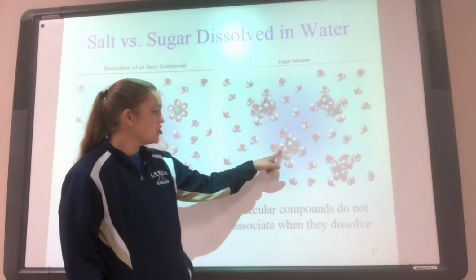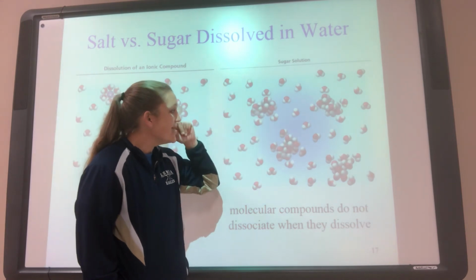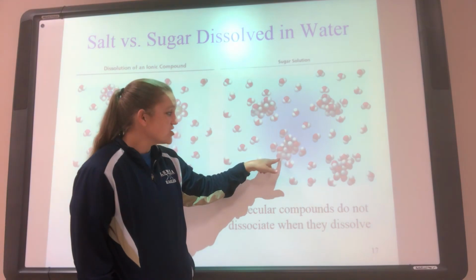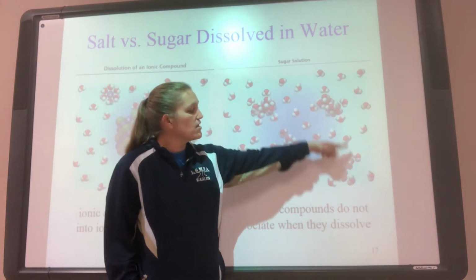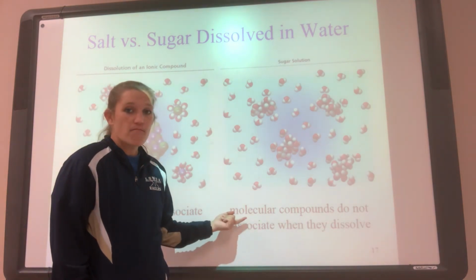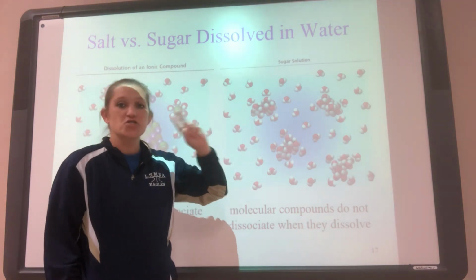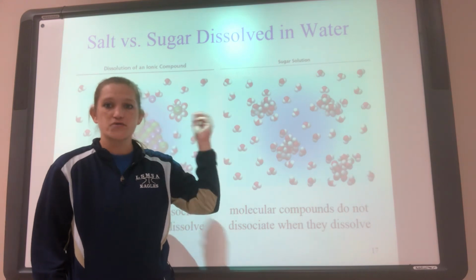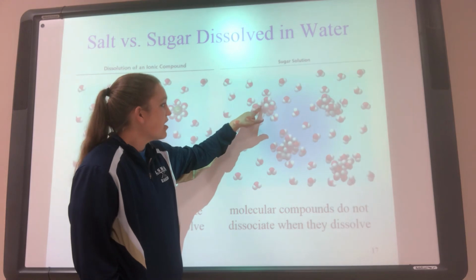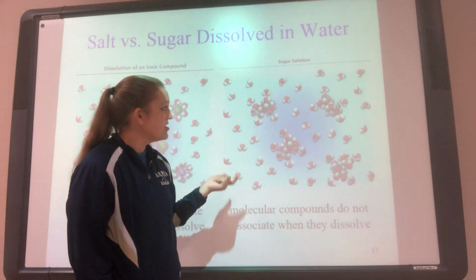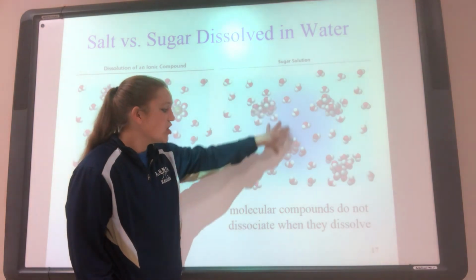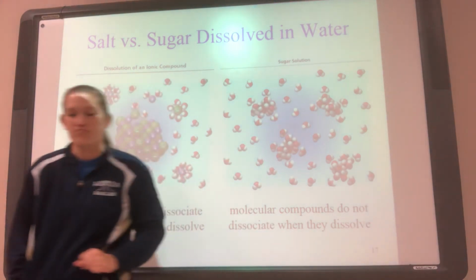Molecular compounds like sugar: it can dissolve, but it doesn't break apart. There are no ions. It just stays as these big clunky compounds of C's, H's, and O's. Remember, molecular compounds are all nonmetals. Sugars like glucose, fructose, and sucrose, all those oses, have just carbons, hydrogens, and oxygens. They dissolve, but since there are no charges, it can't conduct electricity.